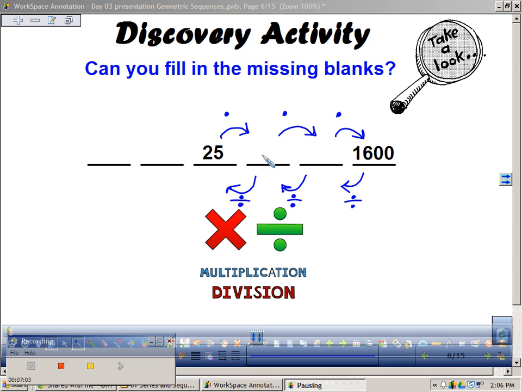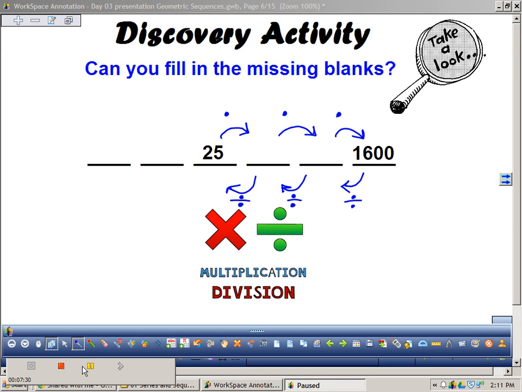Is 25 times 64 going here? So could it be 64? No. It's 25 times 64 to get all the way over here. We need just one small jump. Then we're going to take this number and multiply it by that same number, and this number and multiply it by that same number, and then you get to 1,600. So how are you going to do that?